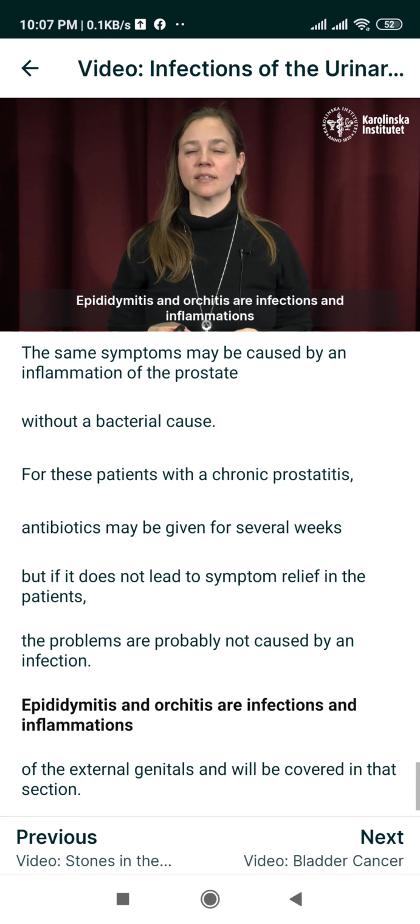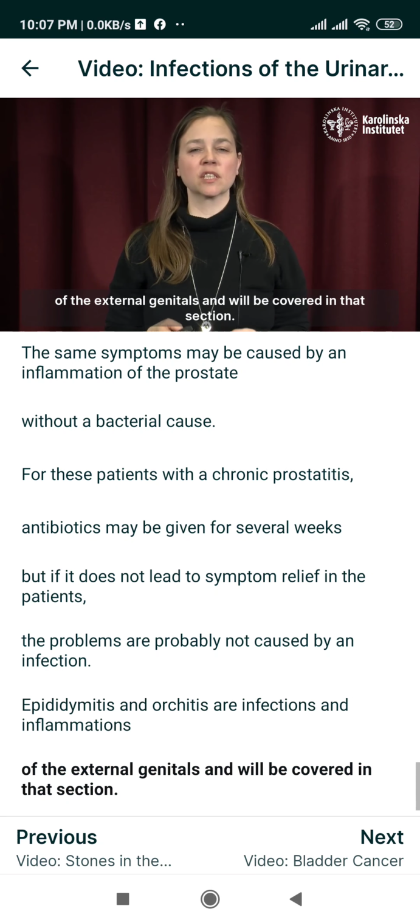Epididymitis and orchitis are infections and inflammations of the external genitals and will be covered in that section.